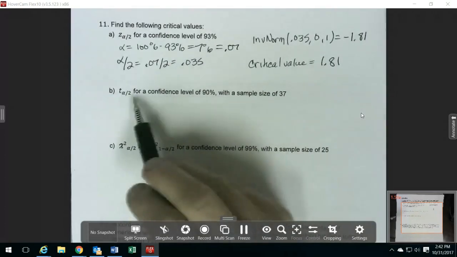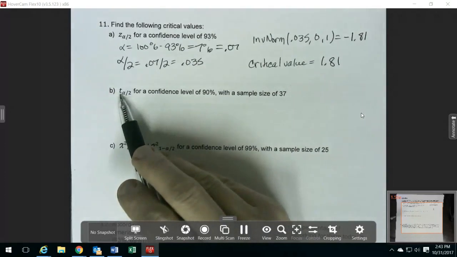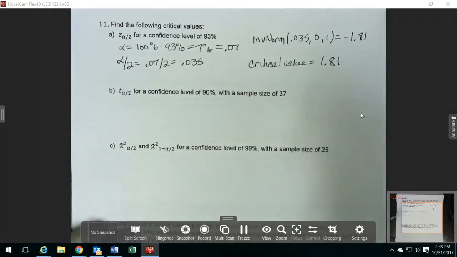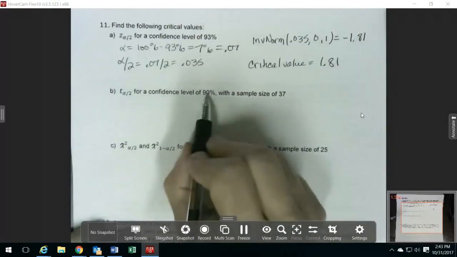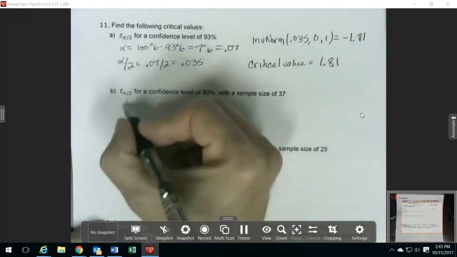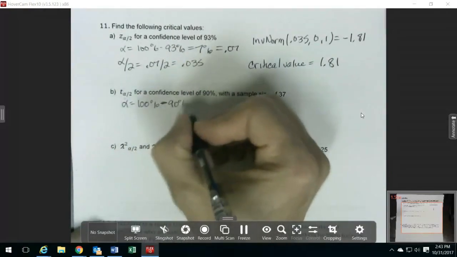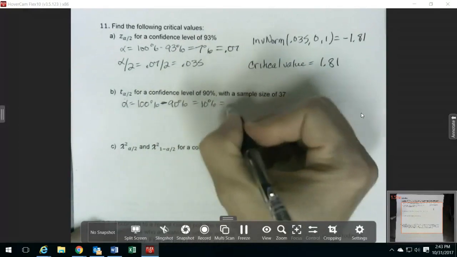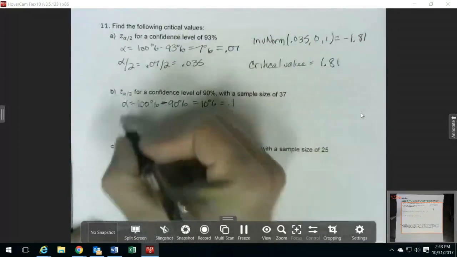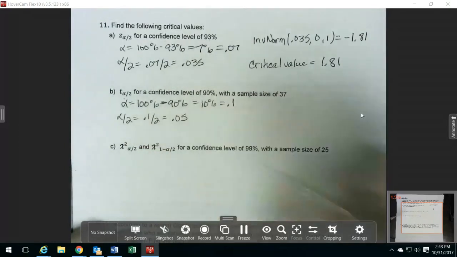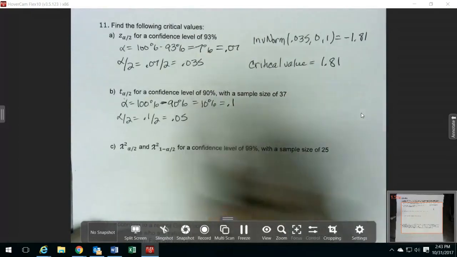This next one asks for a critical value, but this is for a T instead of a Z. T's change with the sample size. So these ones you can't just have written down a bunch of standard values because there aren't any standard values. So this one you have to calculate every time. We start the same way though. We look for our alpha and find our alpha over 2. So our alpha is 100% minus 90%, which is 10%. If we write that as a decimal, that's 0.1. Alpha over 2, we take that and divide it by 2, we get 0.05. So this is the area that we're going to put in.